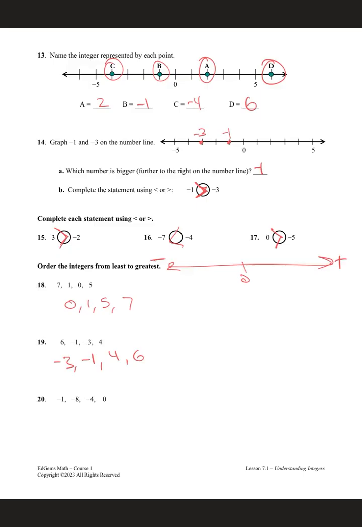Now on number 20, you've got negative 1, negative 8, negative 4, and 0. So out of those 4 numbers, which one is farthest to the left of 0? That would be negative 8. So it is the smallest number. After that, you'd have negative 4, which is the next smallest. Then you've got negative 1, and then you've got 0 from least to greatest.